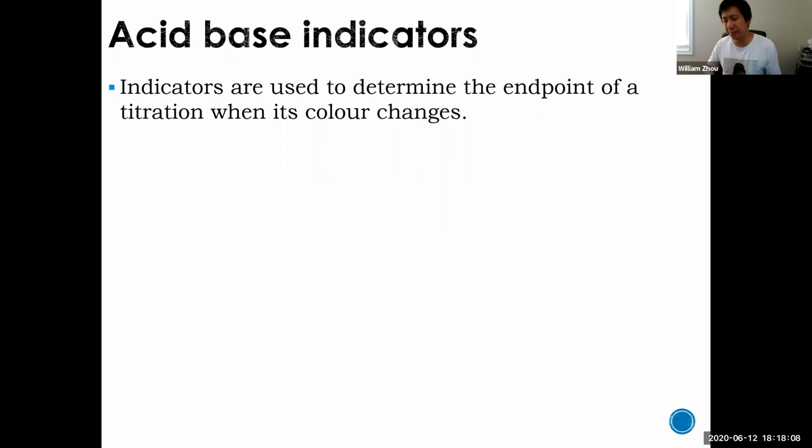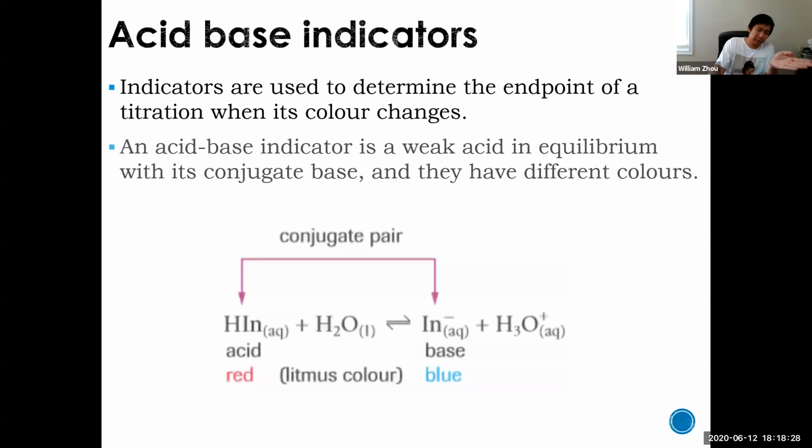Okay, cool. So the last little bit about this lesson is acid-base indicators. Okay, an indicator is something that changes color, and then this color change is used to signal the equivalence point. Now, an acid-base indicator is basically a weak acid in equilibrium with its conjugate base. What makes them special is that the acid and the base form have different colors.